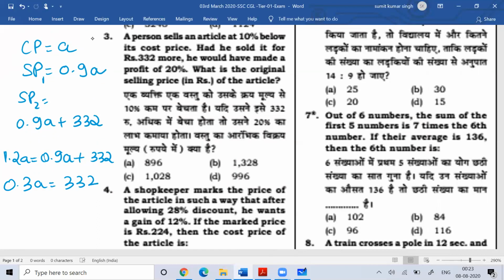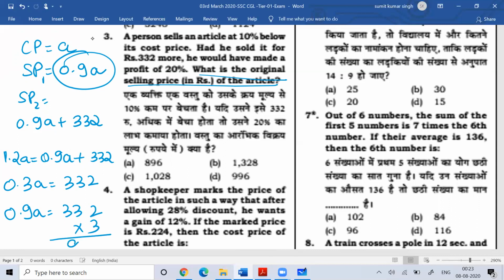Okay, so what they're asking is, what is the original selling price of the article? That is 0.9A. So 0.3A is 332, so 0.9A will be equal to 3 times this. This would be 332 times 3, that is 996. Option D. All questions are very easy. So if you read it, you will get the answer.